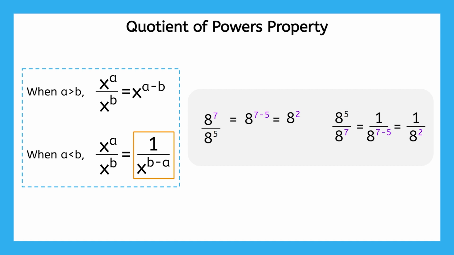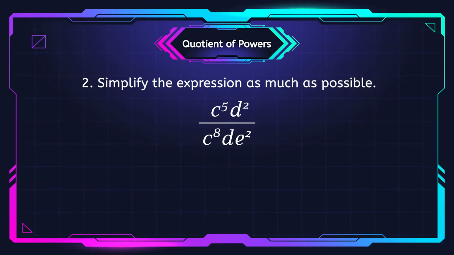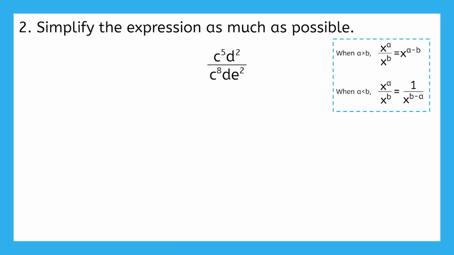Genius. Okay, next problem. We have c to the 5th, d to the 2nd, over c to the 8th, d, e squared, and we need to simplify as much as possible. The quotient of powers property tells us that when two elements with exponents are being divided and they have the same base, we can rewrite them into a single power by subtracting their exponents. Keep in mind, whether the simplified component ends up in the numerator or denominator depends on which element has the higher exponent. Starting with the c's, c to the 5th and c to the 8th are being divided. So we can simplify these components by subtracting the exponents.